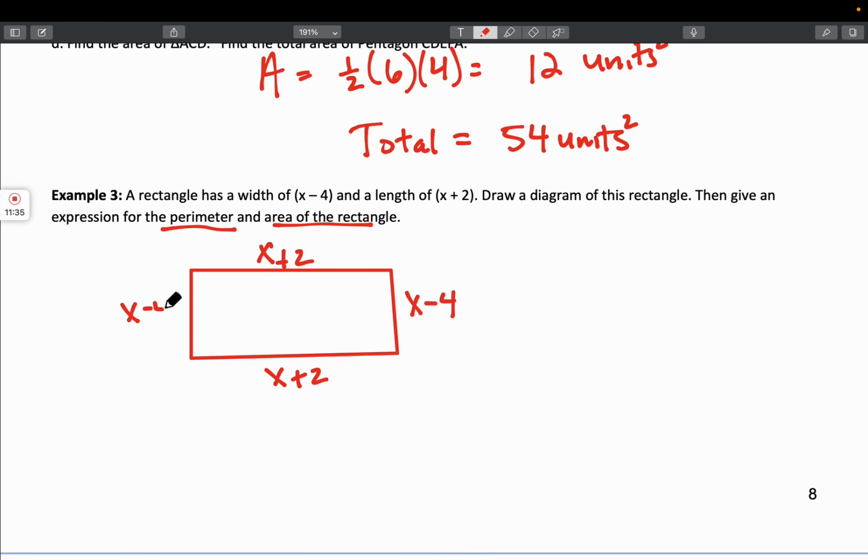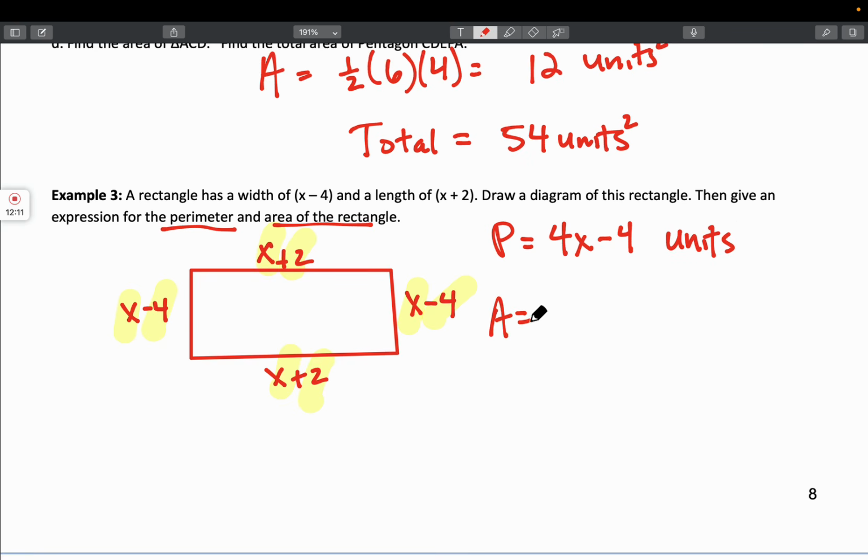All right, so to find our perimeter, remember we're going to add up all the sides. So let's start by adding up all the x's. We got x plus x plus x plus x. That's going to give me 4x. And then we're going to add up all of the positive constants and the negative constants. So plus 2 minus 4, that gives me negative 2. Plus 2, that brings me back to 0. And then we got negative 4 again. So we have 4x minus 4 is the expression for our perimeter. And we'll just say that that's in units.